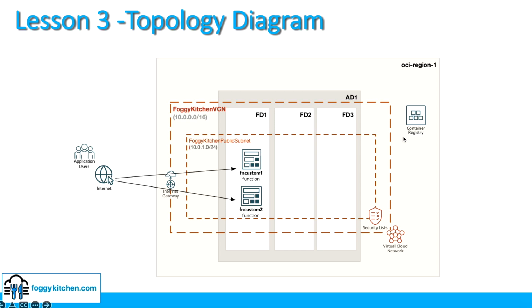Before going into the OCI console, this is a topology diagram for lesson number 3. As you can see, we are still in one region with one VCN and one public subnet, and this public subnet is shared by both functions fncustom1 and fncustom2, and both of them will be invoked by Terraform code. That's it, no more complexity. Now let's move to the OCI console.